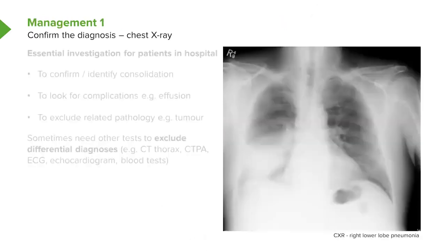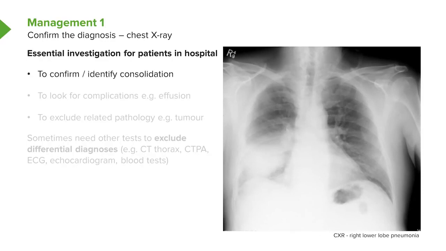So to take these in turn, confirming the diagnosis, essentially that's a chest x-ray. You think the patient has some crackles over the right lung and they're presenting with a fever, then you need to know whether there's consolidation present. So do a chest x-ray and it might show lobar consolidation as is shown here in the right lower lobe in this chest x-ray.